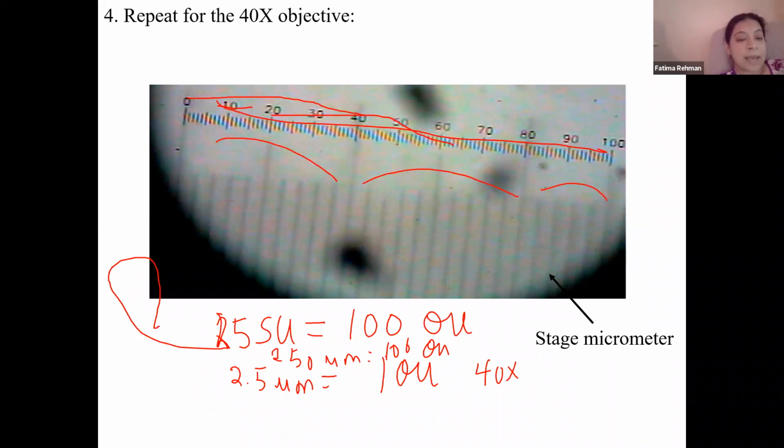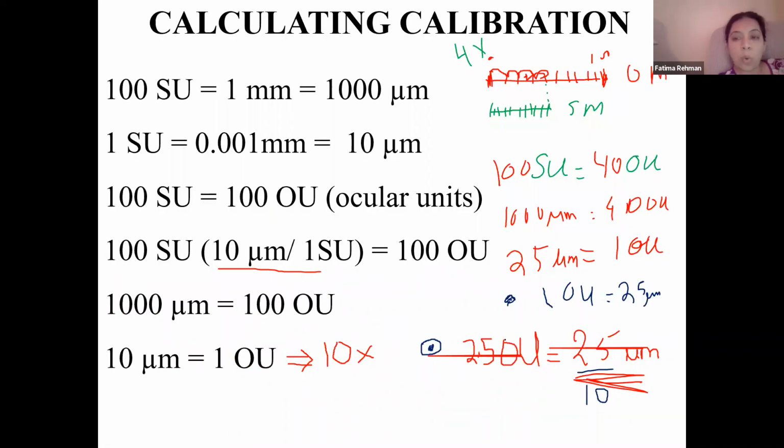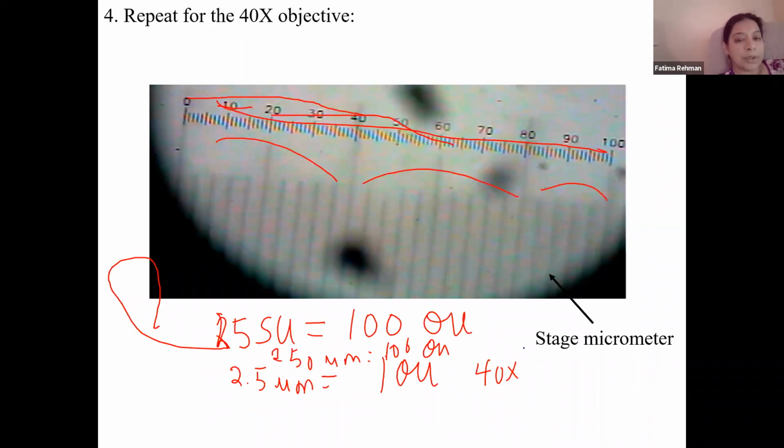And then same cell. Remember that cell? That cell was 1 ocular unit under the 4x objective lens, and 2.5 ocular units under the 10x objective lens. How many ocular units is it going to be under the 400x or 40x objective lens? If you remember, it's 25 microns in length from before, right? So how many ocular units is it going to be?